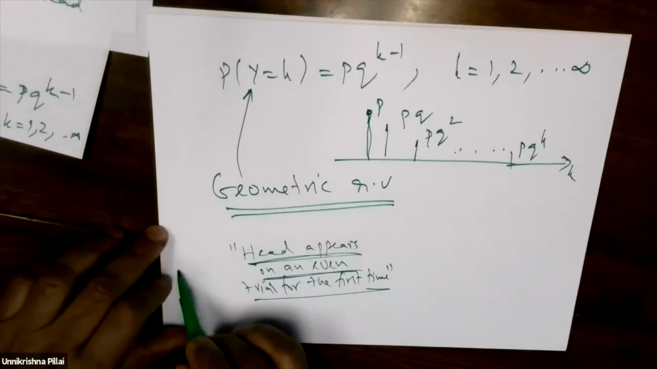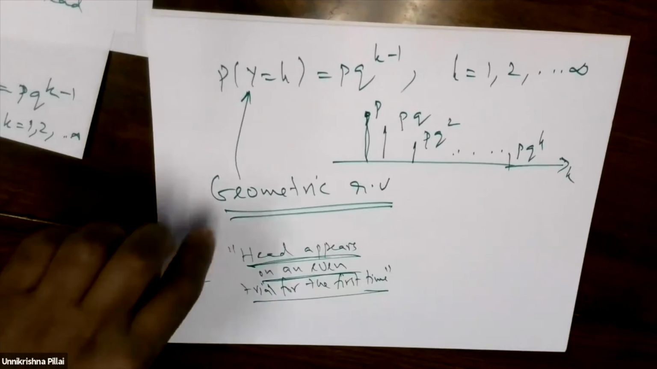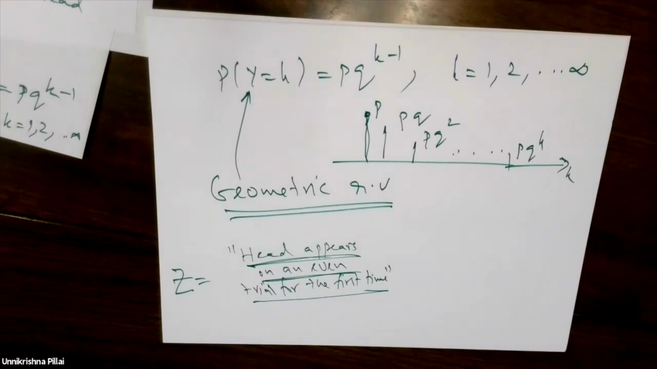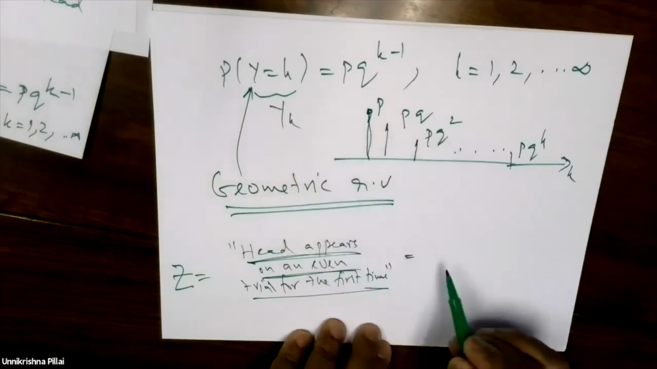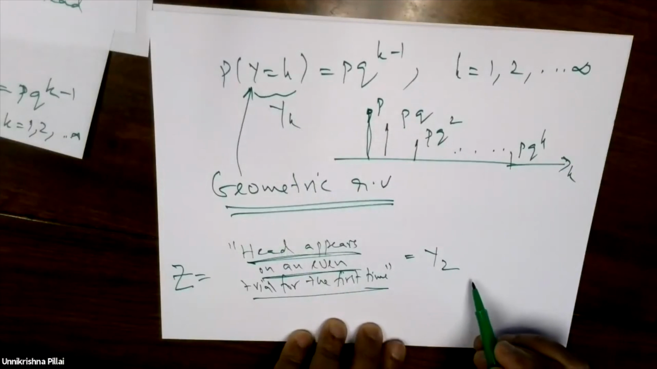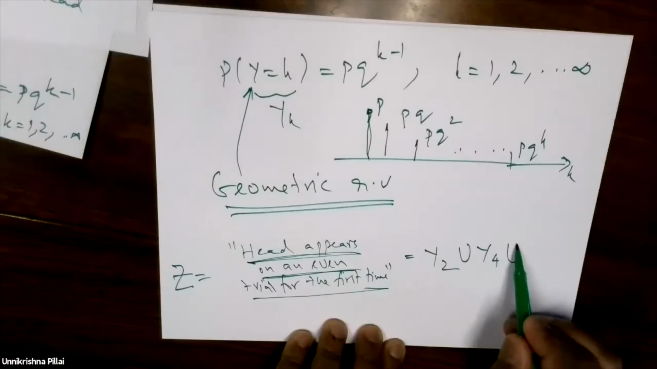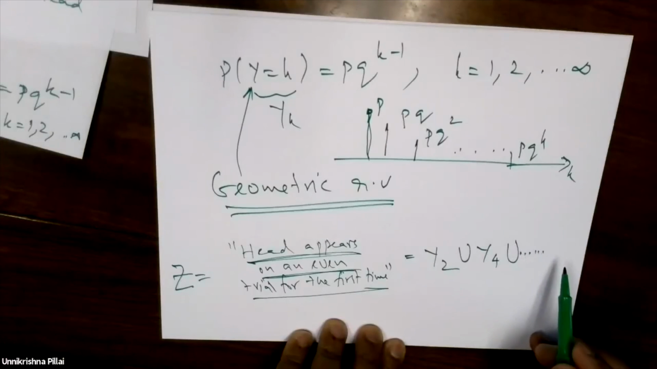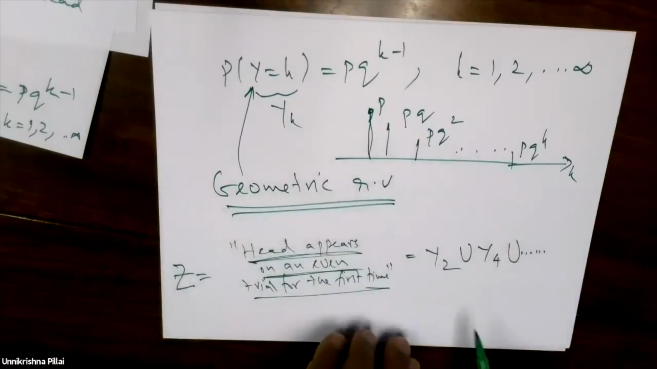Let me call this Z. How do you relate Z to Y? Anybody? Z equals Y equals 2 union Y equals 4 union Y. Let me call this Yk, so this will be Y2. Y2 union Y4 union, all the way, Y to all even numbers. All right, very good. And all these are mutually exclusive.